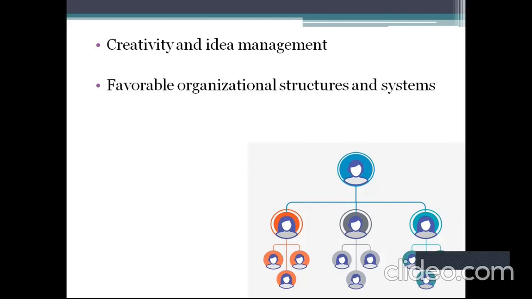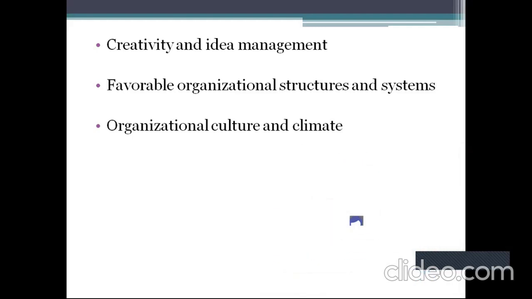CEOs don't have a personal cabin and personal tables. They work with the floor managers and the floor staff who are working together in the same space. And that is the favorable organizational structure, which also invites creativity and innovation to happen within the firm. At the same time, the organizational culture and climate has to be supportive, open, entertaining and motivating for individuals who are trying to get innovation to happen, who are trying to bring their creativity into the organization.